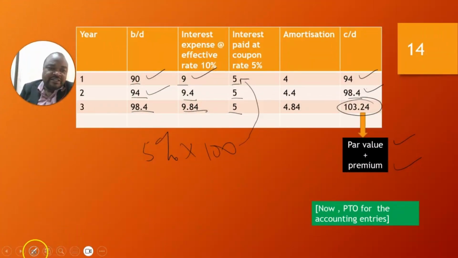So you might be worried as to why the figures are always going to come to the par value plus the premium without leaving any remainders and so forth. Now, the trick is on the effective interest rate. If the effective interest rate is the right rate, then everything is going to come to the par value plus or minus any discount that is going to be there.